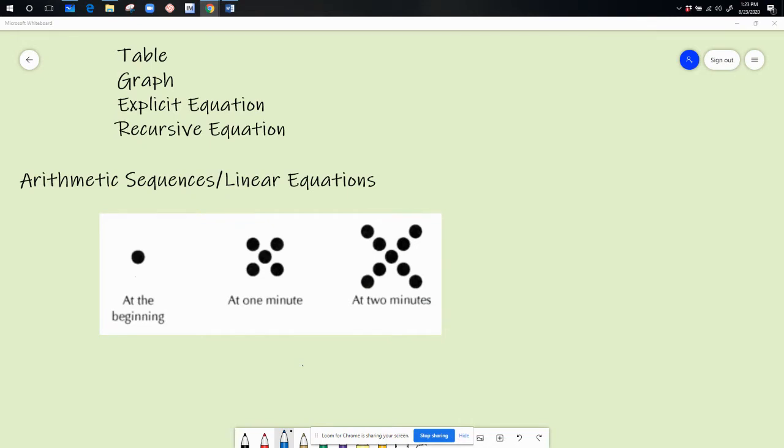What I want you to do also is, in your composition book, draw these dots. Draw this entire picture, if you will, in your composition book. And then describe how you see them growing.